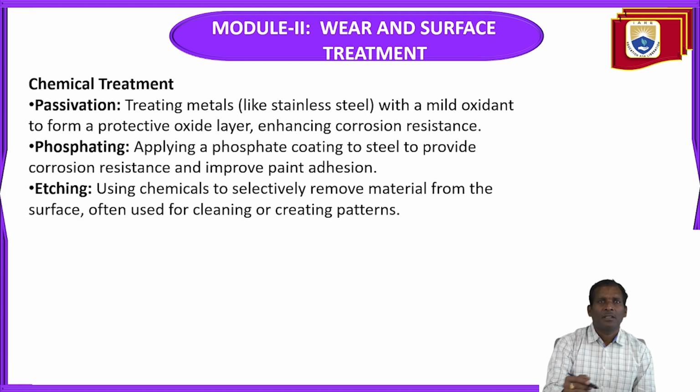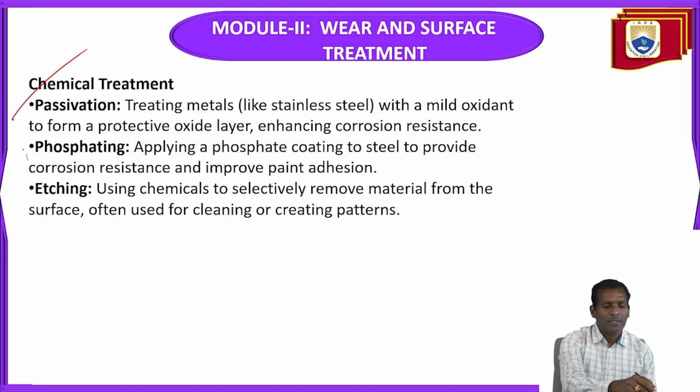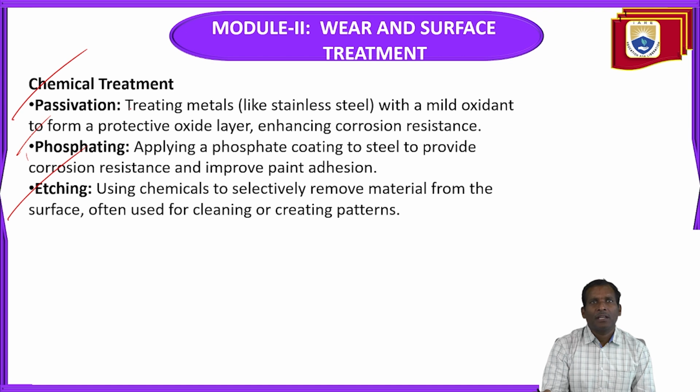Chemical treatment: passivation, phosphating, and etching. So using chemicals to selectively remove material from the surface, often used for cleaning or creating patterns. Similarly, in the case of passivation, it enhances the corrosion resistance. And by using phosphating, you can improve the paint adhesion.